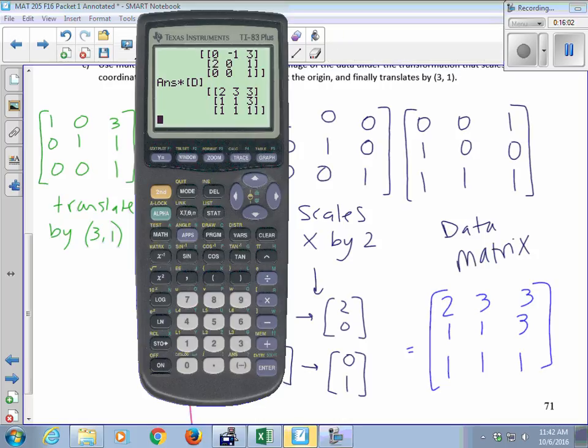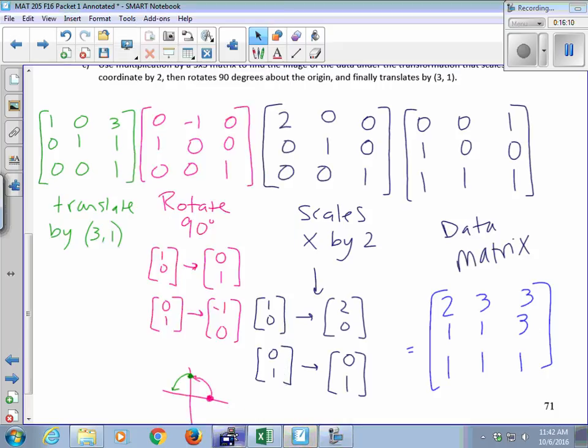Now remember, the ones in the bottom are just holding us in a plane, but 2, 1, 3, 1, 3, 3, those are the points I wanted to land on. When we did it by hand, that's what we got.